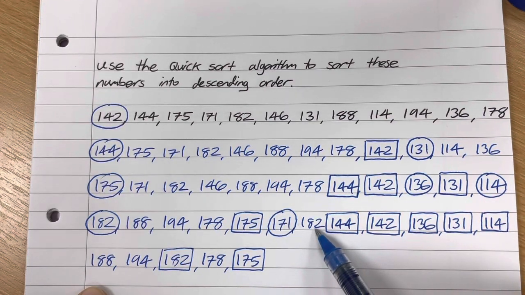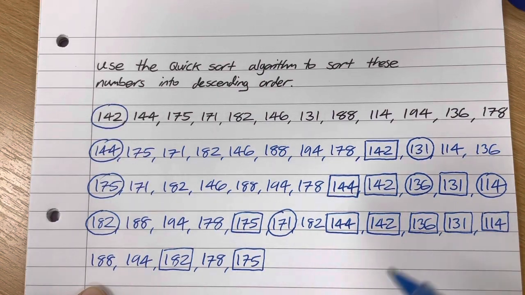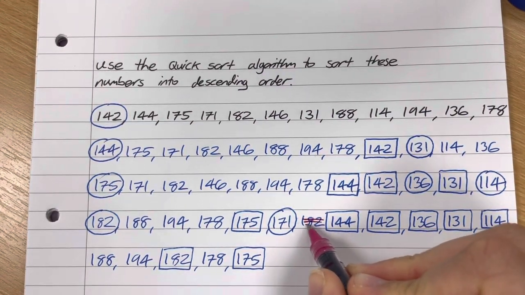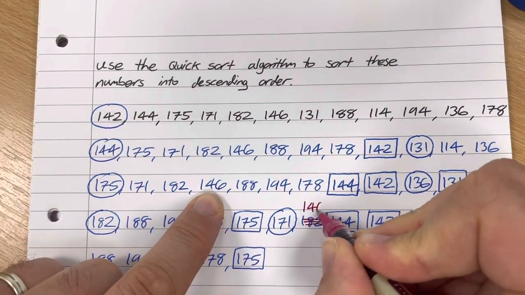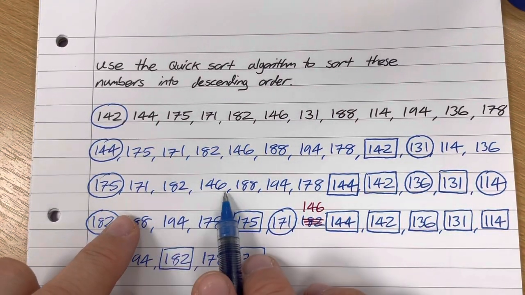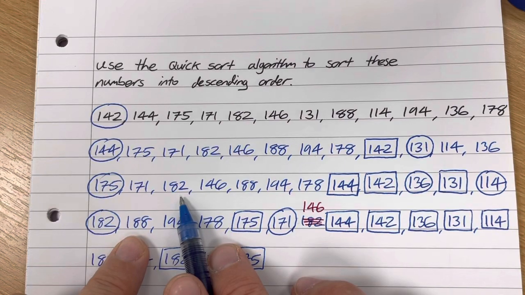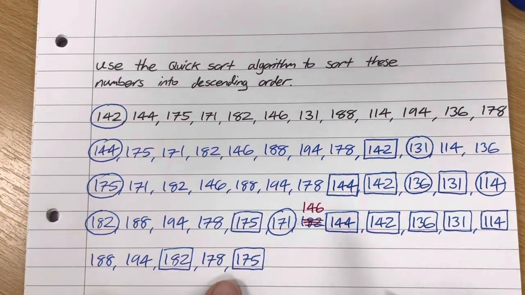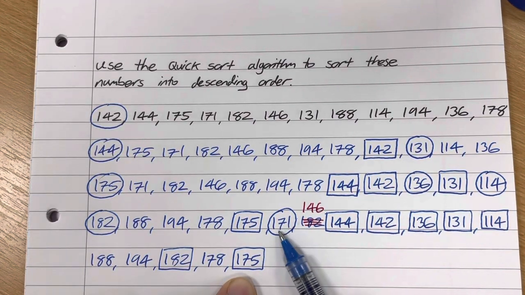That shouldn't be. That should be a 146. There we go. Made a mistake there. I'll correct that in a red pen. That should be 146 there. Apologies. 182, 188, 194, 178. Yeah. 171, 146, yeah. Okay, so that should be 146. Okay, so 171 and 146.